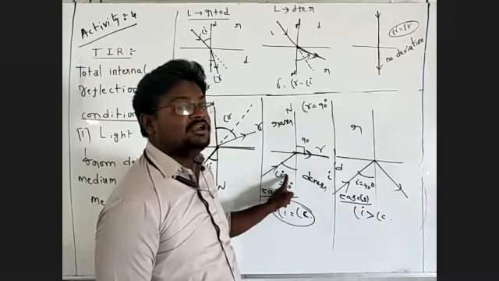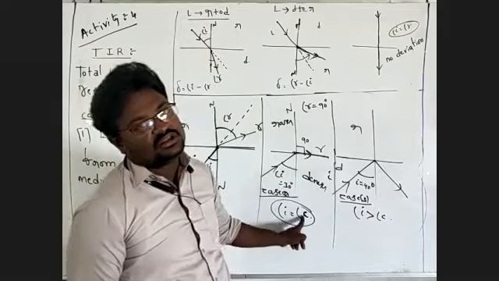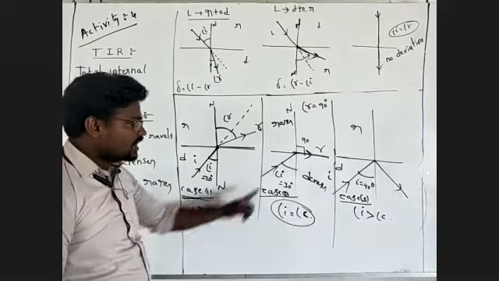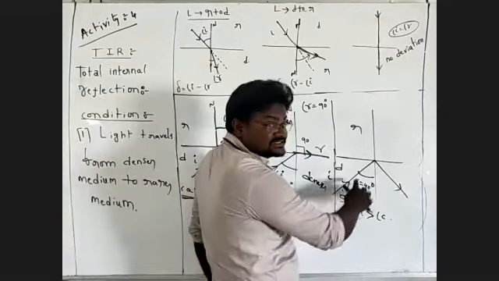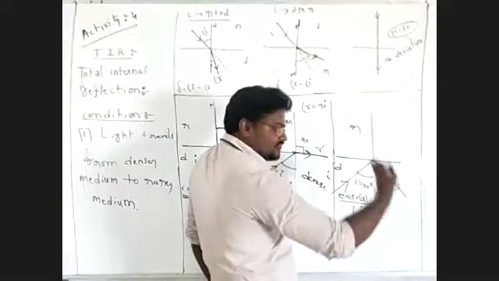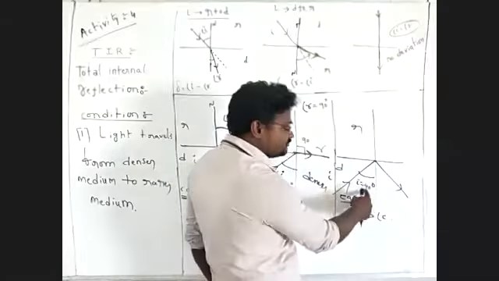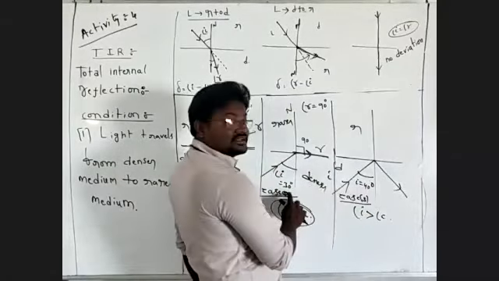This angle of the incident ray is called the critical angle. This is 30 degrees. Here, I am again increasing the angle of incidence. Angle of I is equal to 40 degrees here.